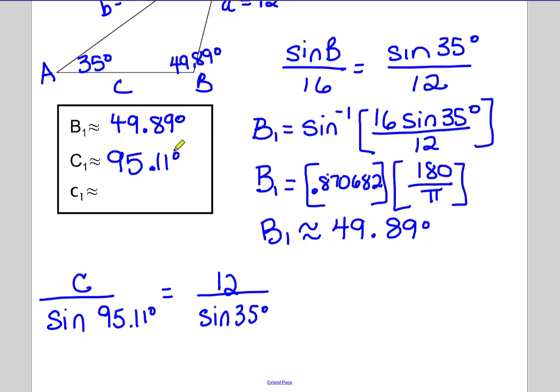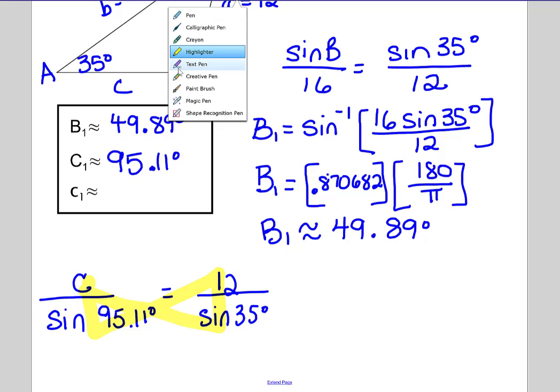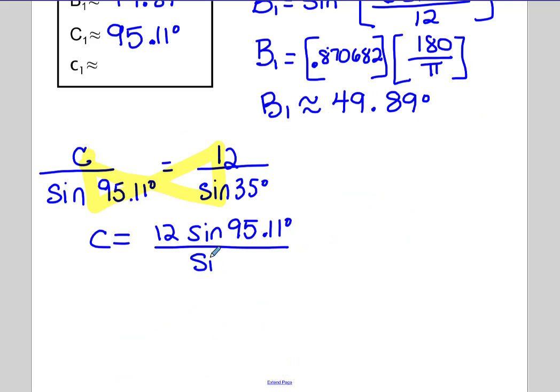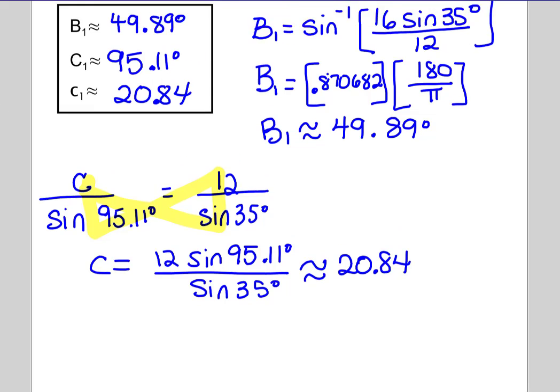And again, multiplying 12 sine of 95.11 divided by sine of 35 is going to give us our answer for side C. So 12 times sine 95.11 degrees divided by sine of 35 degrees tells us the side is about 20.84. So now we know all of the information about that first triangle.